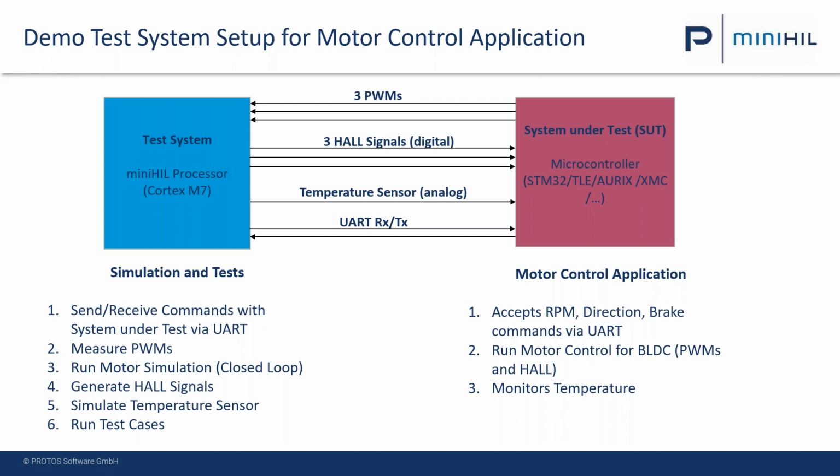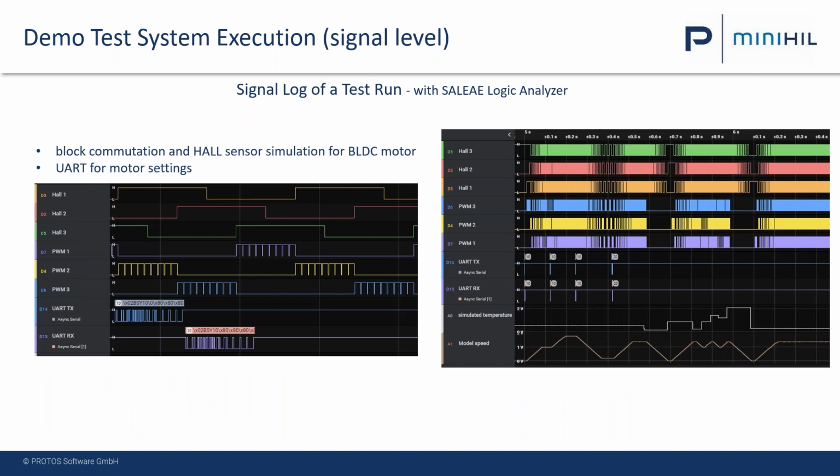So now let's have a look at the electrical level. I recorded with a Saleae logger, a logic analyzer, on the electrical level what such a test case looks like. Here you see a more fine-grained monitoring. That's the block commutation of the BLDC motor, the 3 PWMs. They go into our simulation. The simulation calculates the speed and generates the 3 Hall signals so that the motor controller can really run. And here we have the UART with a change, for example, for a speed.